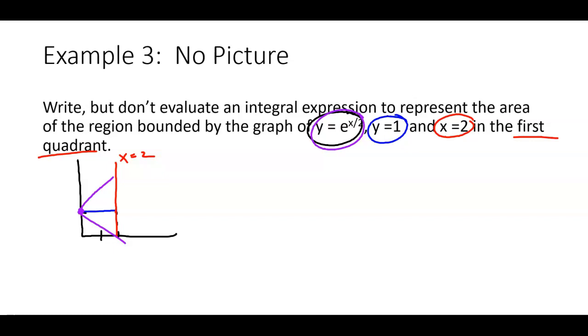Step 1, find where they intersect. Step 2, we need to figure out which one's on top, which one's on bottom. Where are we starting at, guys? 0. Where are we stopping? 2. That's where they intersect, and that's where they told me to stop. Now, how do I figure out which one's on top and bottom? Well, you have two options.